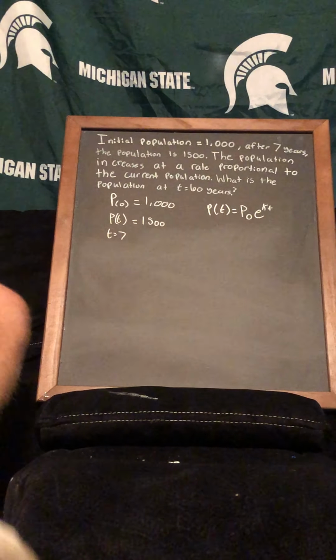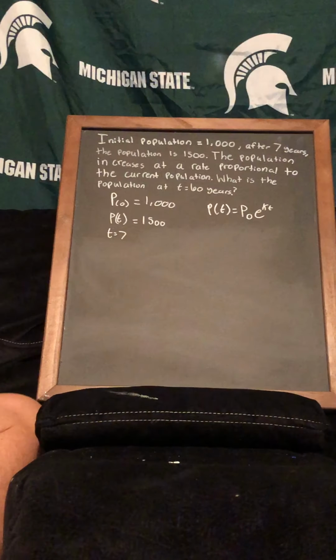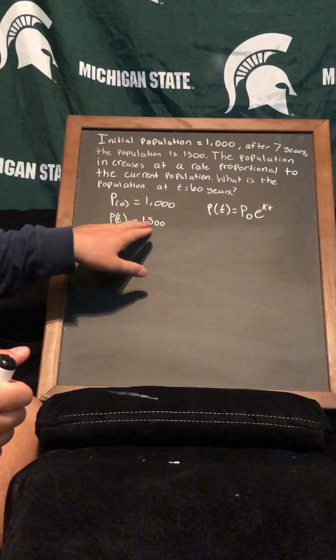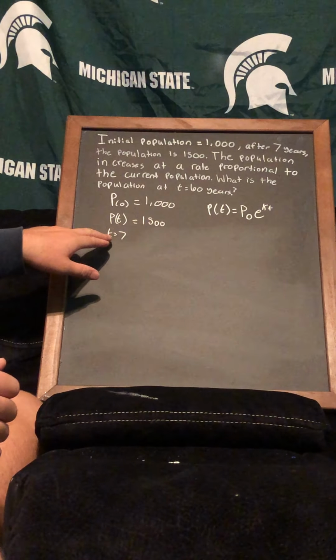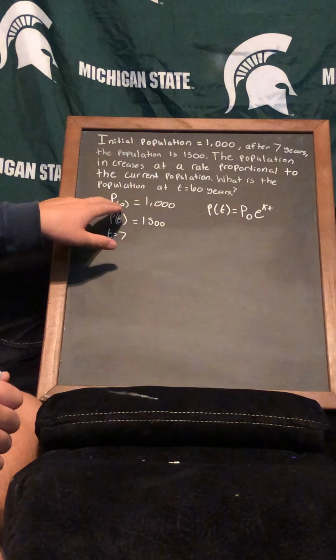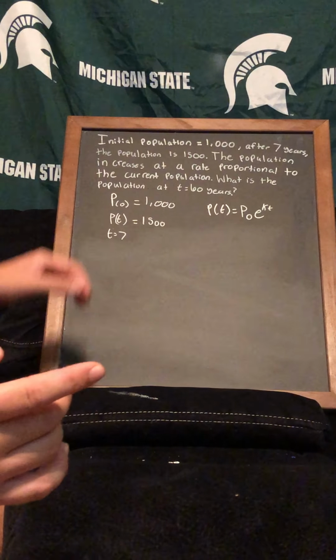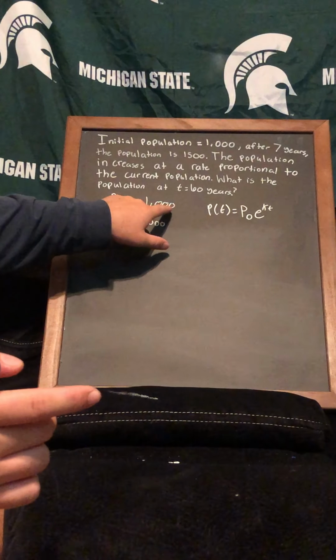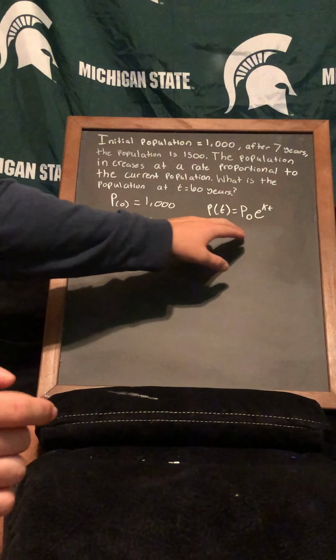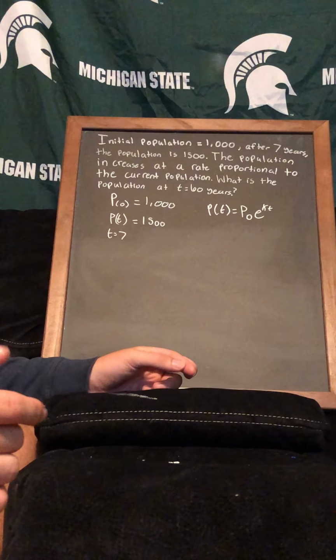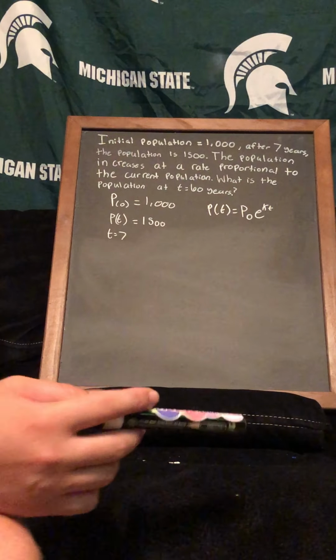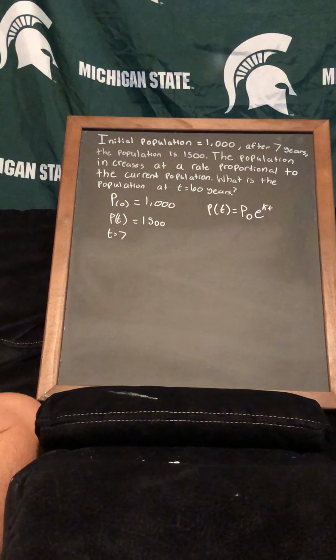So what I like to do is write down everything we know. So when P of t equals 1,500, we know t equals 7. And when P nub, or the initial base population, that's going to equal 1,000, right? And then the formula here is base population e raised to the power of the growth rate and time, which in this situation is years.